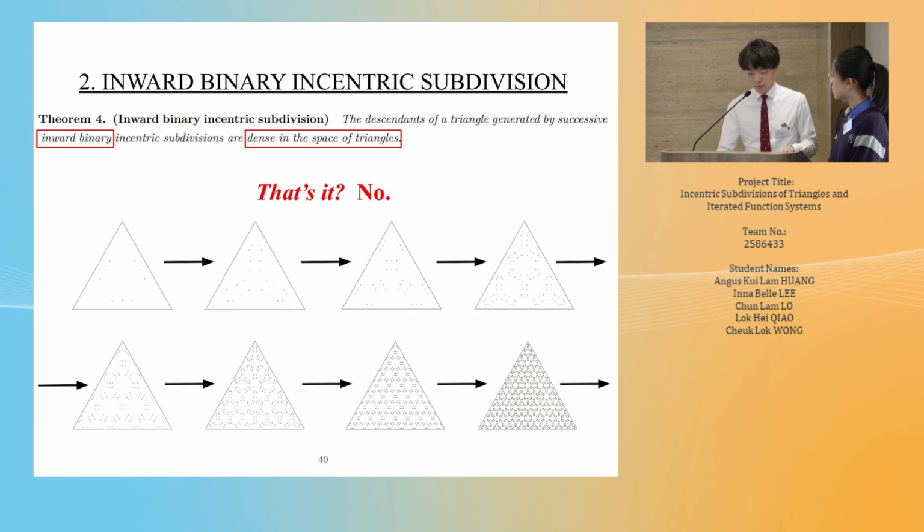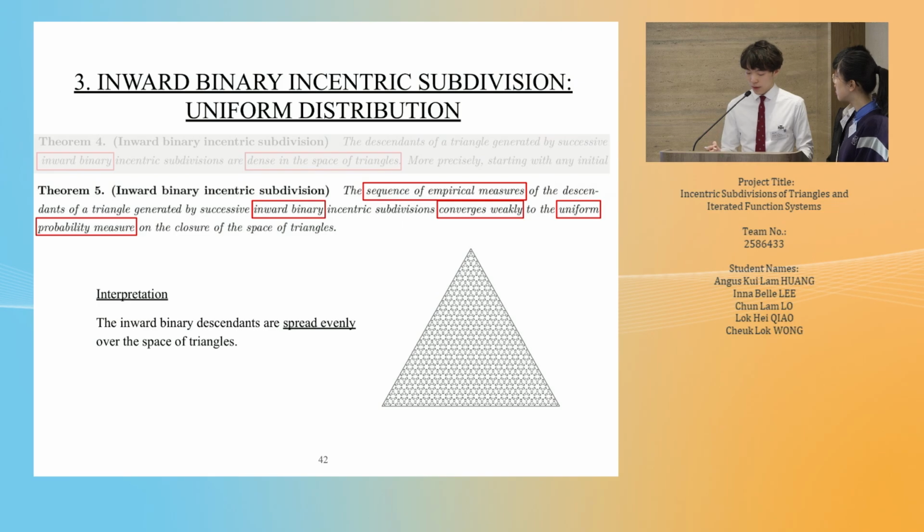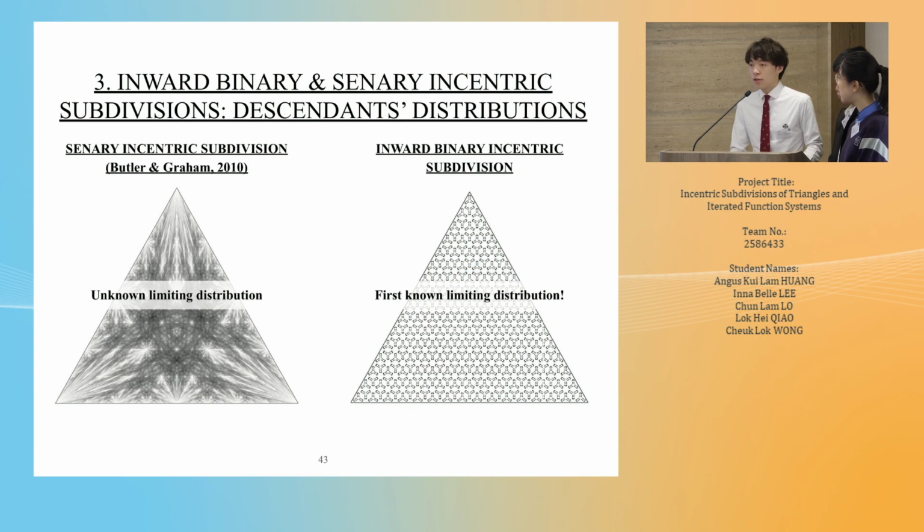But there's more. As we simulated inward binary subdivisions, the descendants look more and more evenly spread over the space of triangles. So would it eventually become the uniform distribution? The answer is yes. More precisely, we have proved that the sequence of empirical measures of the descendants converges weakly to the uniform probability measure on P-bar. In fact, our discovery marks the first known limiting distribution. Butler and Graham mentioned that the Senri case should have a limiting distribution, but were unable to determine it.